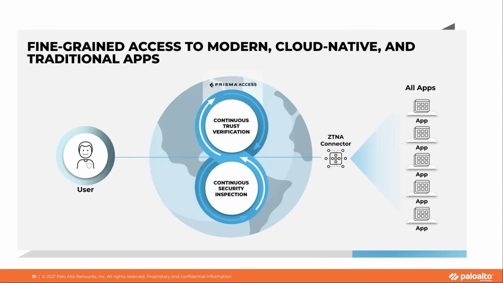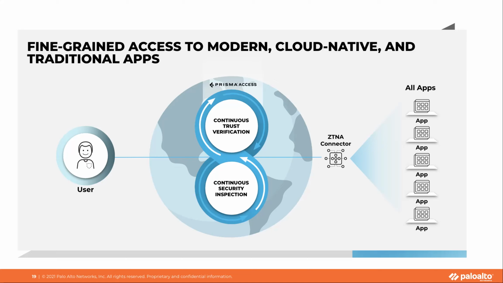What the ZDNA connector does is connect to the closest Prisma Access location, providing the least latency and improving the user experience. As I mentioned, it scales up to 10 gigs, and it's a fully automated solution to discover those private applications. And even if you have networks, there is no exposure to internal IP.